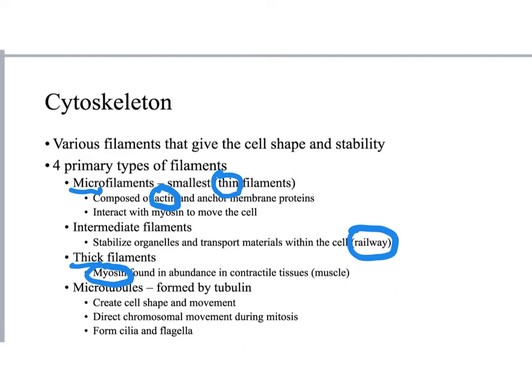Microtubules are a little bit bigger, and we'll see some of the structures that they produce inside the cell. They are used to create the shape of the cell, as well as to give some specialized movement that we'll see here in a minute. They help with the movement of chromosomes during mitosis, and they're going to form specialized structures like cilia and flagella, which we'll talk about. So 4 primary types depending on their size, and they have different functions related to that size.